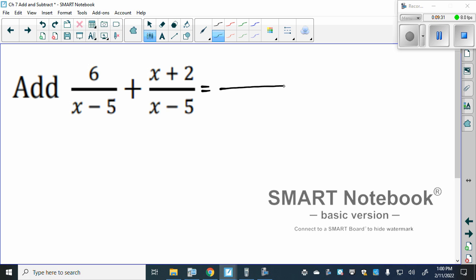So here, since the denominators are already x minus 5 and x minus 5, we can go on and add the like terms in the numerator. Well, x doesn't have a like term, so it'll just remain x. But the 6 plus 2 becomes plus 8. So when the denominators are the exact same, it works out kind of nicely.